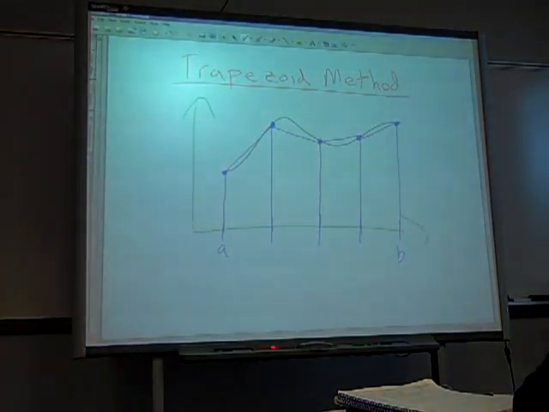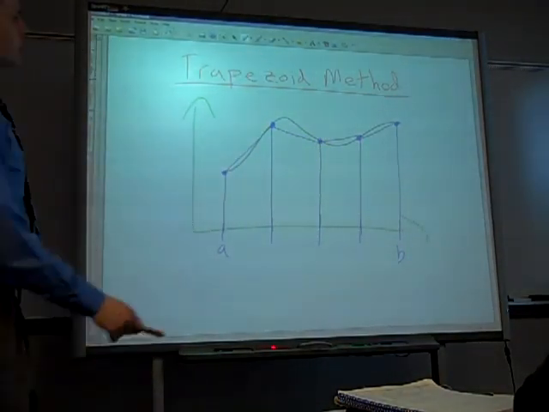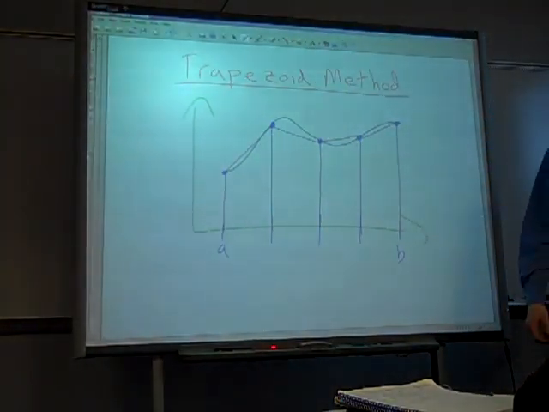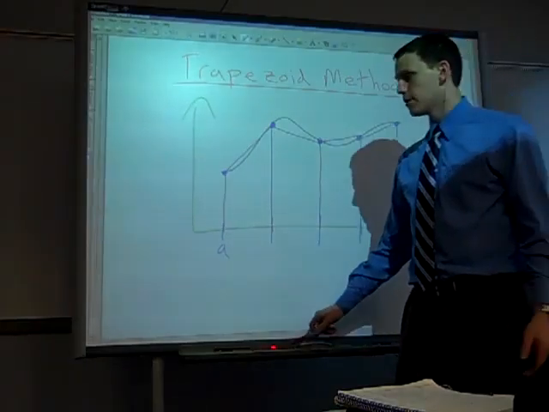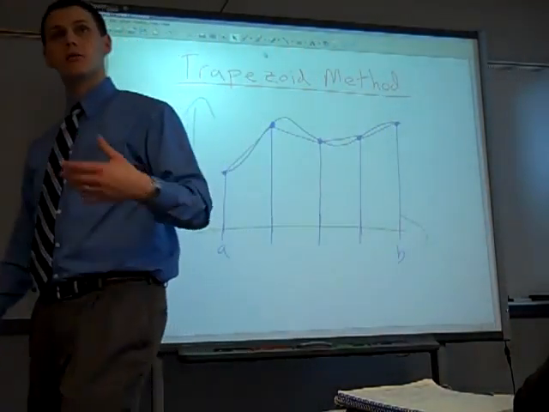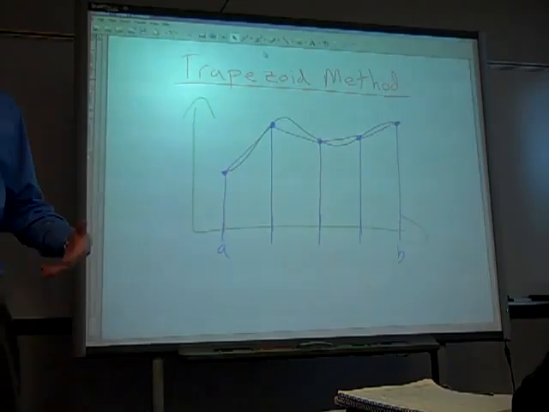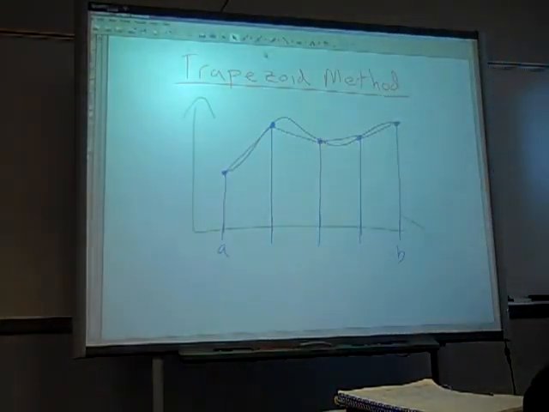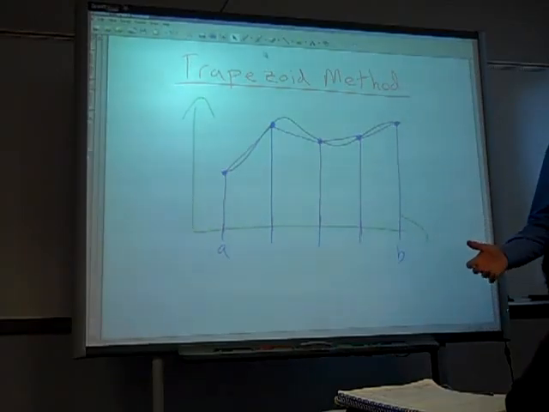And if you look at that, it looks like the area underneath the 4 trapezoids is a much better approximation than our left Riemann sums and our right Riemann sums. And it turns out that it always will be a better approximation than left Riemann and right Riemann sums. All right, so this is the trapezoid method.